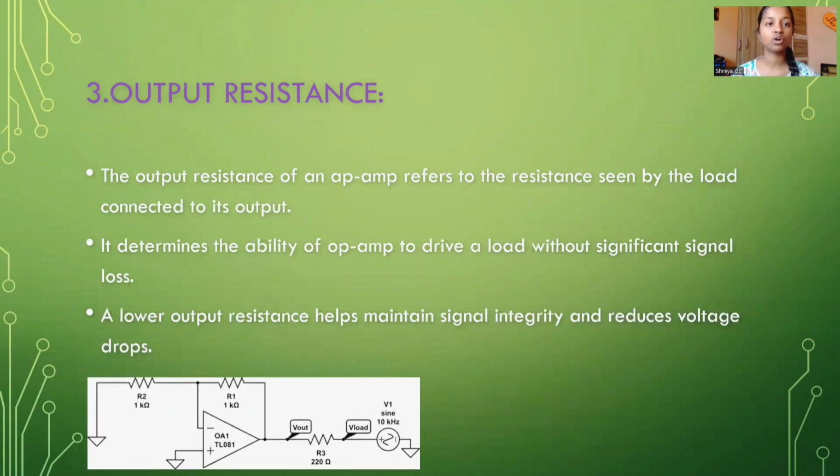And the third one is output resistance. The output resistance of an op-amp refers to the resistance seen by the load connected to its output. It determines the ability of the op-amp to drive a load without significant signal loss. A lower output resistance helps maintain signal integrity and reduces voltage drops.